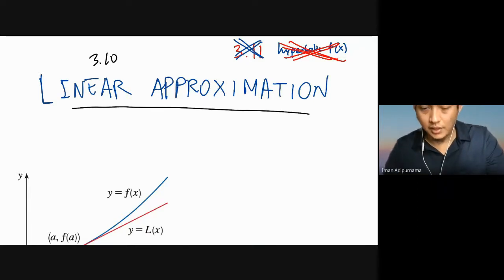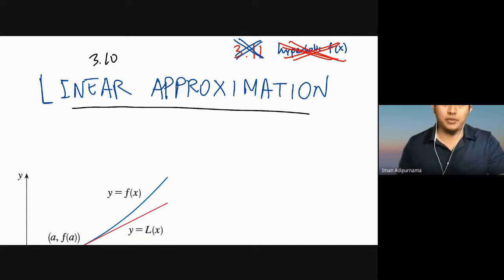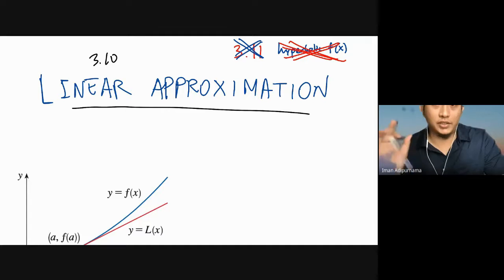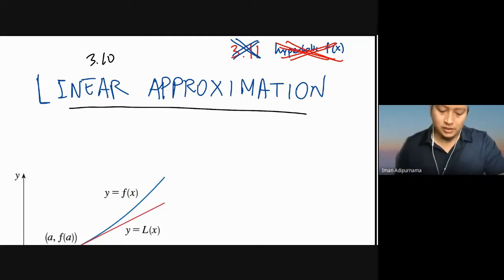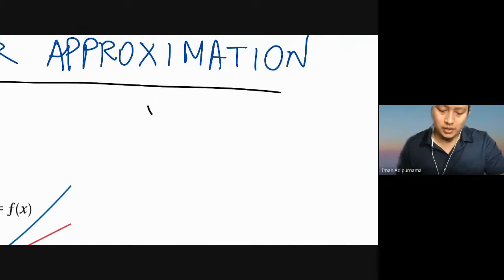The idea of linear approximation is how we can use calculus to approximate some value. For example, you want to know some difficult calculation, and you want to approximate it with the tangent line. That is what linear approximation means. So, for example, let y equal f of x.